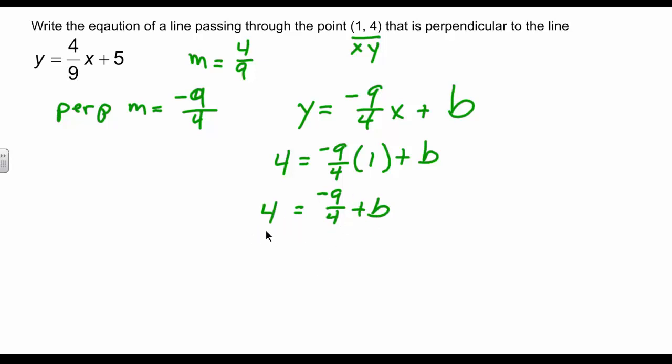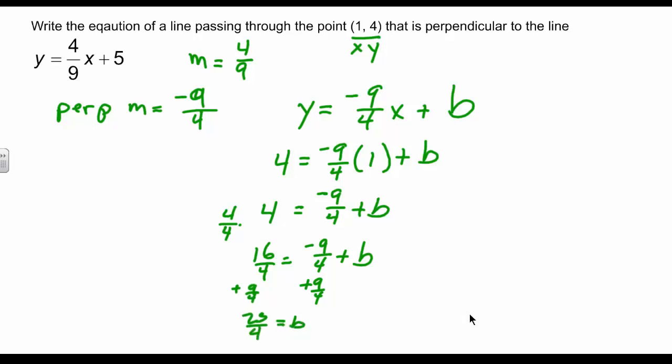So what I'm going to do now is find a common denominator of 4. So 4 times 4 over 4 is 16 over 4, equals negative 9/4 plus b. I could have cleared a fraction too, but I'm just choosing to do it this way this time. I'll add 9/4 to both sides. And this is going to give me 25 over 4 is equal to b.